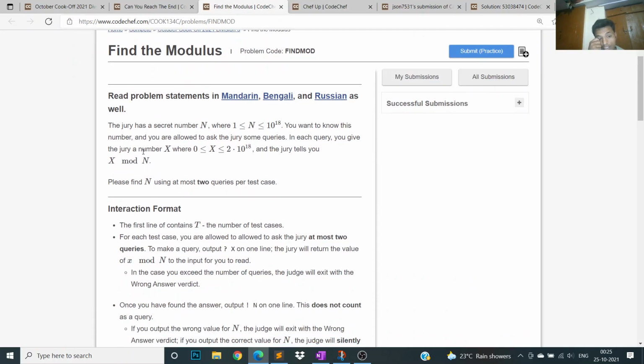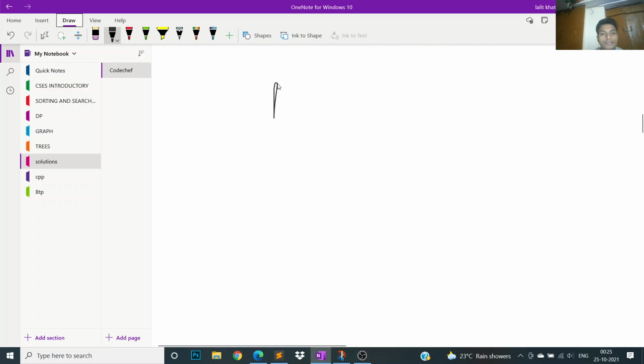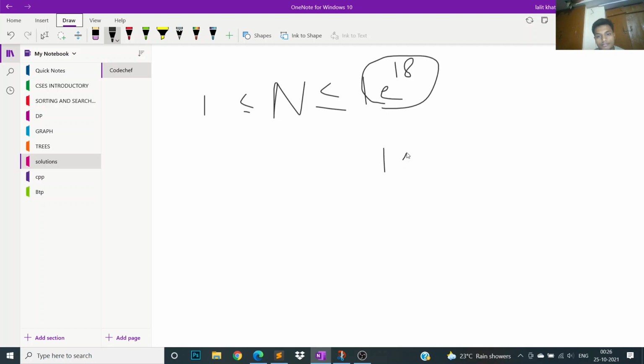So we are just given n, and we have to find the x. We have to find n within two queries. So this is a very simple problem. First we have to see that n will be between 1 and 10 to the power 18. So I am just taking n equal to 10 to the power 18, and if n is between this, then I take the remainder with this n.